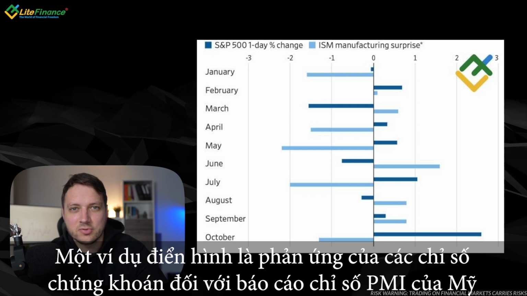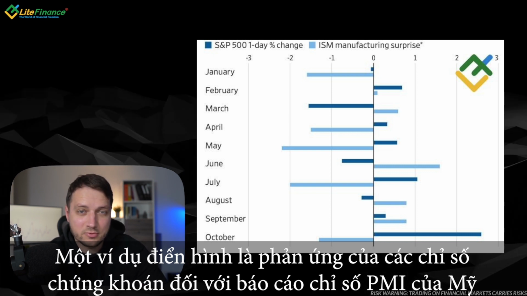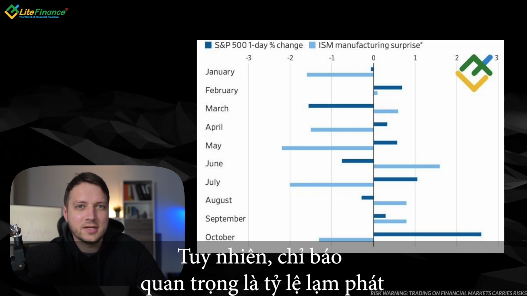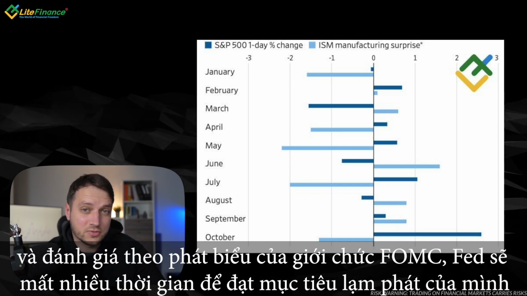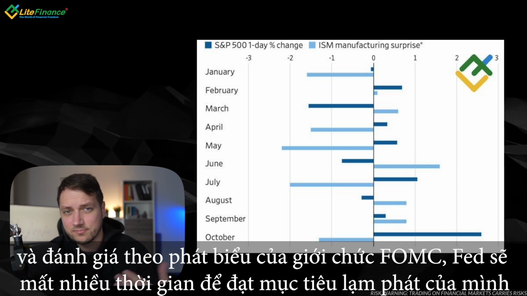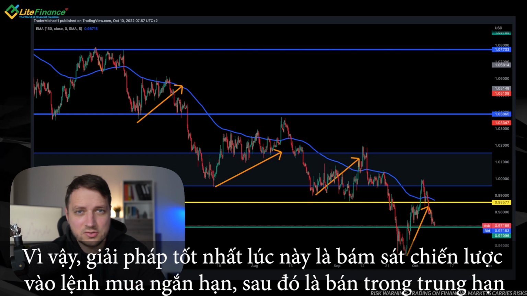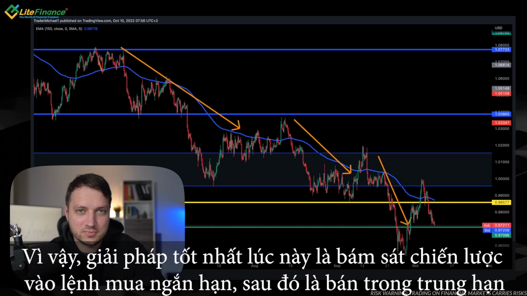A typical example is the reaction of stock indices to US PMI report. But of course, the key indicator is inflation, and judging by the speeches of the FOMC officials, the Fed is far from reaching its inflation target, so the best solution is to stick to the strategy of short-term purchases followed by medium-term sales.